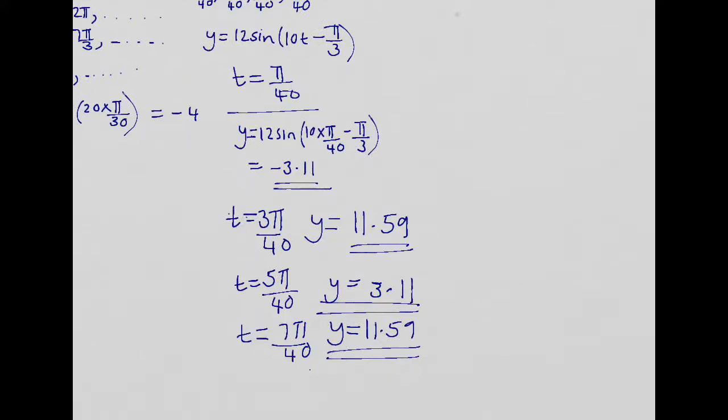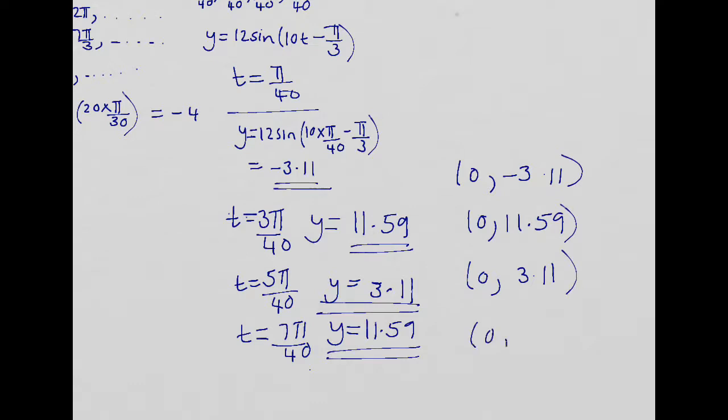So you could then go, right, that's 0, negative 3.11, 0, 11.59, 0, 3.11, and 0, 11.59.